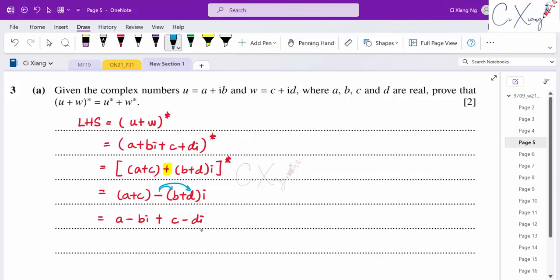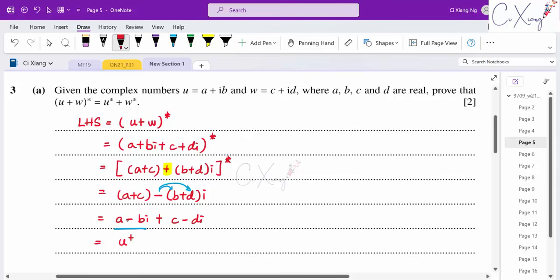And then you can see here, what is the a minus bi here? Our u is a plus bi, right? Therefore, a minus bi can be written as u conjugate. And also for the w, our w is c plus di. So c minus di basically can be written as w conjugate as well. So you can see very clearly that this is actually the right-hand side of the equation. And this is what they want us to show.